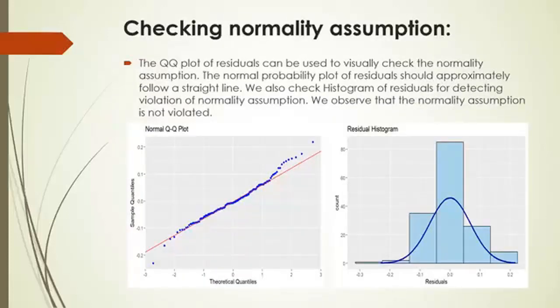Checking normality assumption in our third model. The QQ plot of residuals can be used to visually check the normality assumption. The normal probability plot of residuals should approximately follow a straight line. We also check the histogram of the residuals for detecting violation of normality assumption. We observe that normality assumption is not violated.